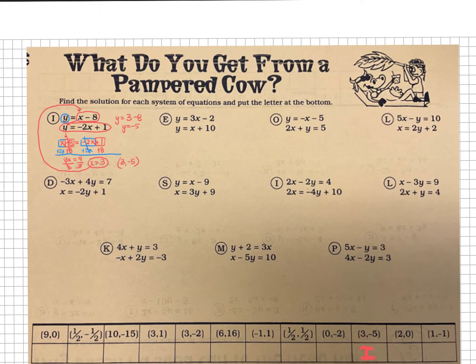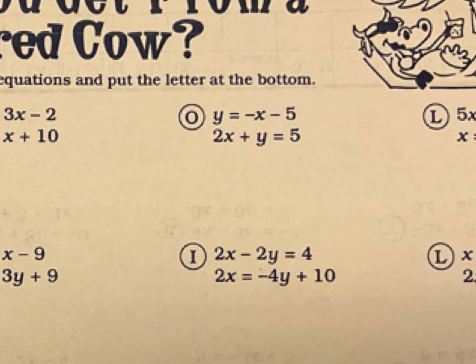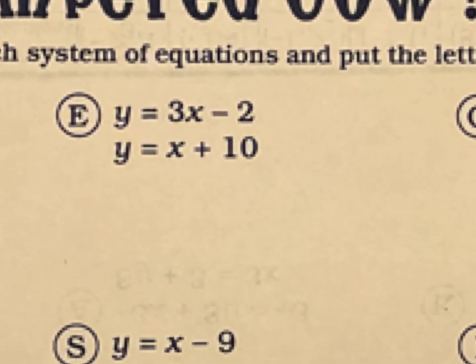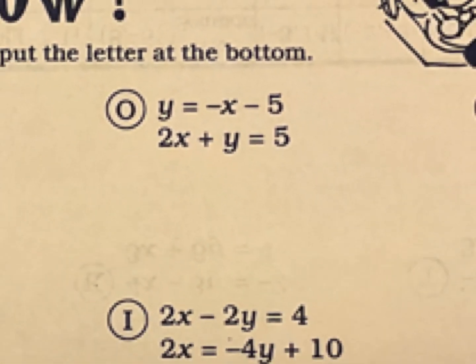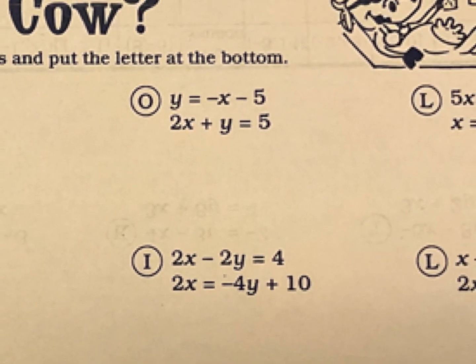Okay. Let's do a harder one. A harder one would look like this, like O. E is exactly the same. O is going to be a little different. O is pretty cool. O tells us in the first equation exactly what y is equal to. That's a great piece of knowledge. Y is equal to negative x minus 5.